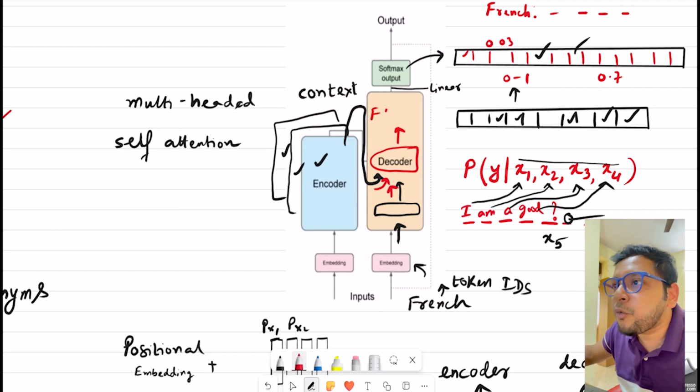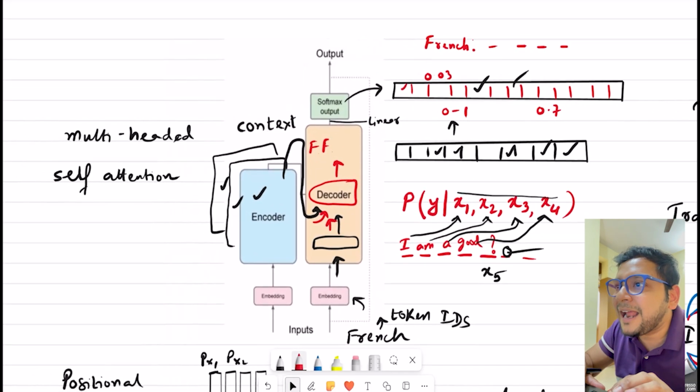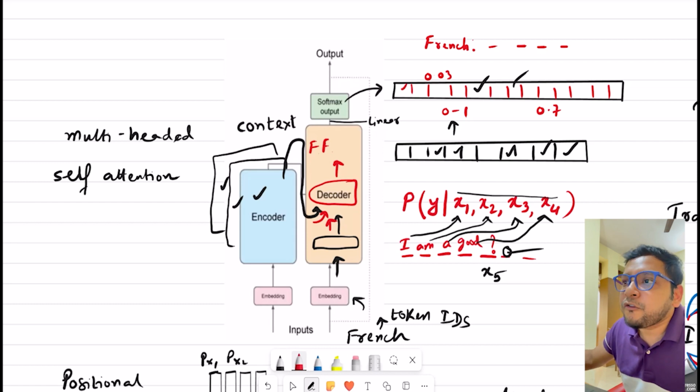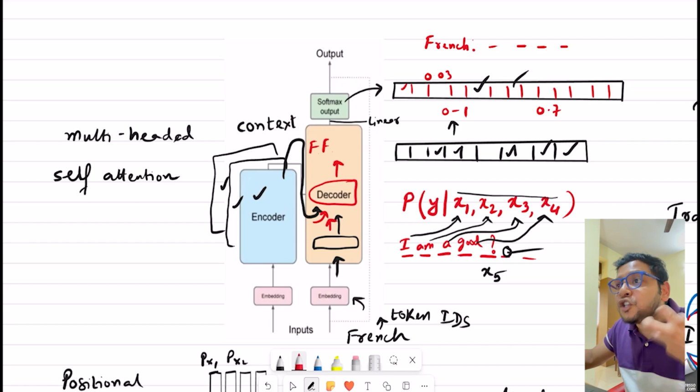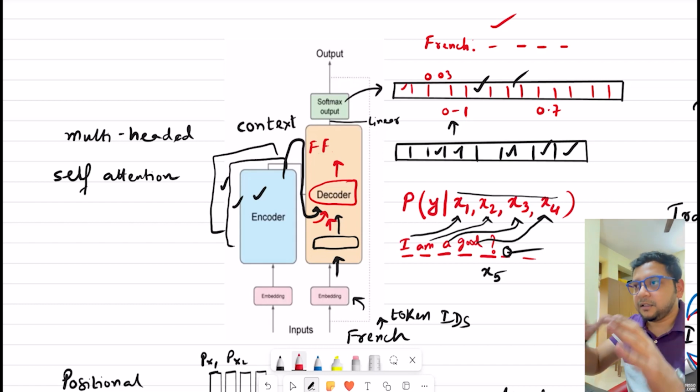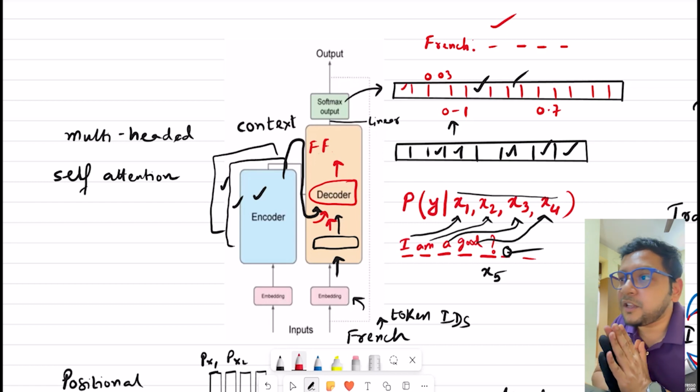After that it goes to the feed forward network and then to the output, where there is a linear layer that flattens all the words into one vector, and then the softmax layer finds the conditional probability of which of the words is likely to come as an output. The higher the probability value, the higher the likelihood of coming as an output, and in that way we are converting it to the French version. So this is an overview of the transformer.